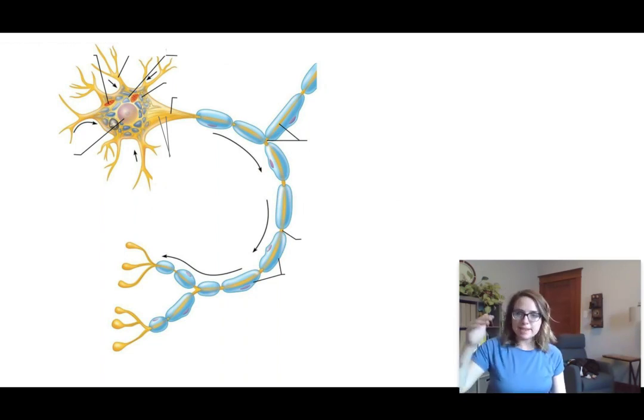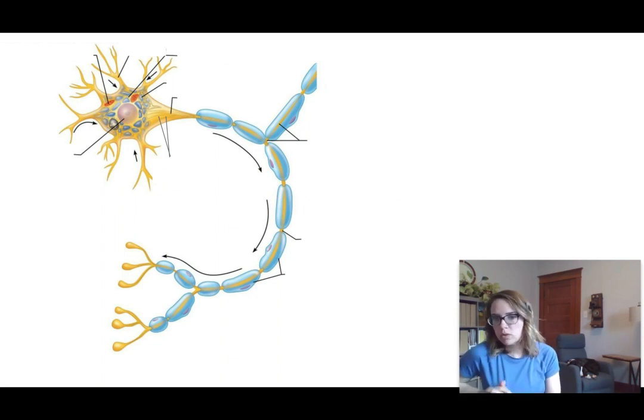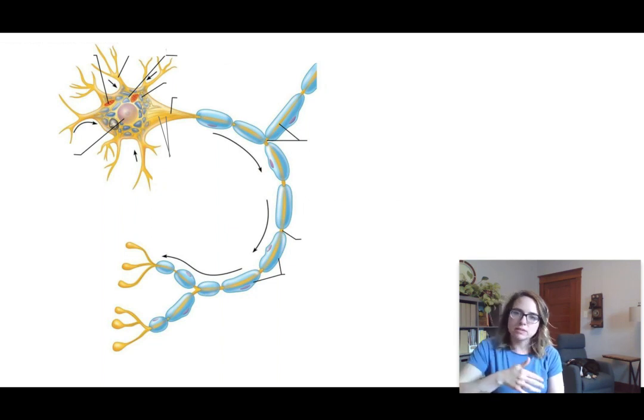So a neuron is a cell, just like we talk about in biology, your typical cell, and it has all the organelles that cells do. So it's going to have a nucleus and mitochondria and Golgi apparatus and rough ER and all those things. But it also has special structures that send signals to the rest of the body.